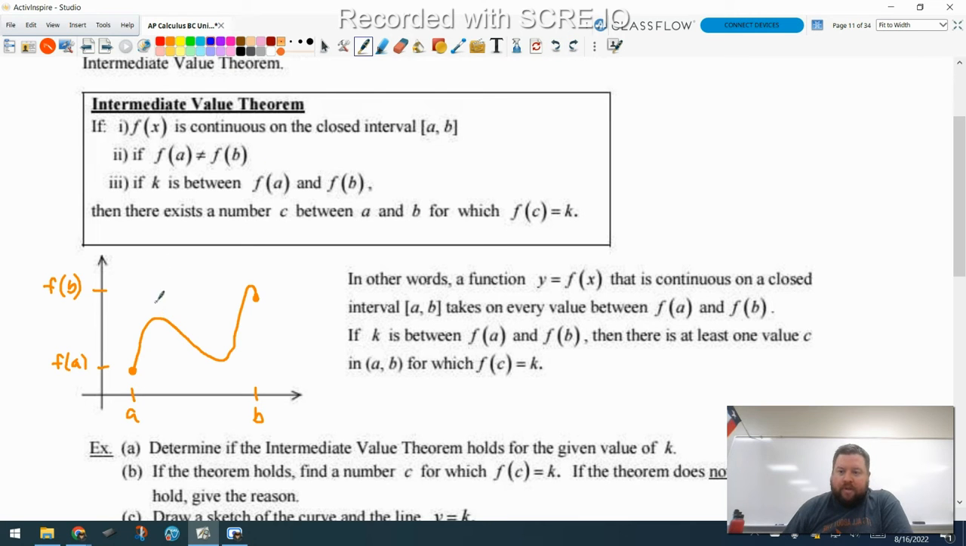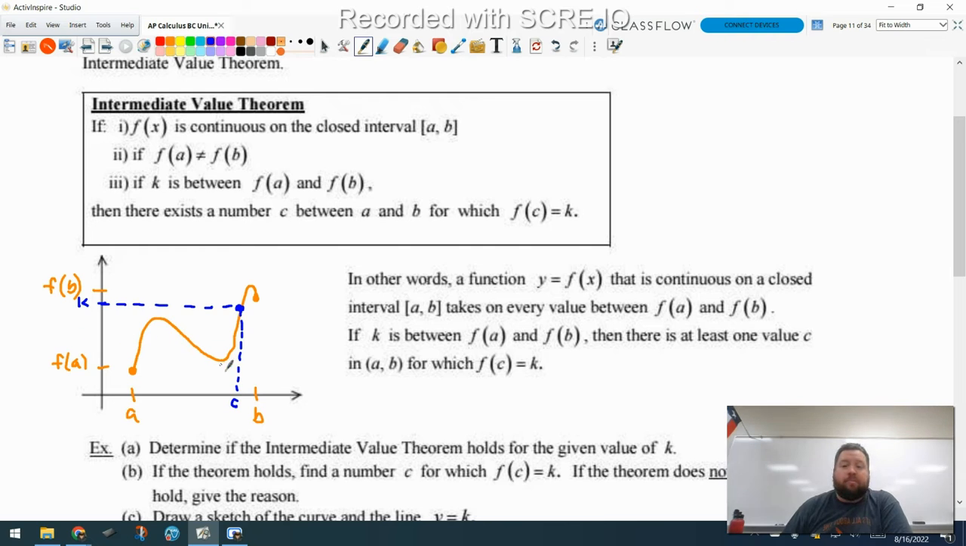So let's go above this hump right here. So let's say I'm going to pick a K right here. So this y value tracks over to my function right there. And so what the intermediate value theorem guarantees is that if this K is located between my two y values, then there must be a C between the given interval, between the two x values. That has to be true.